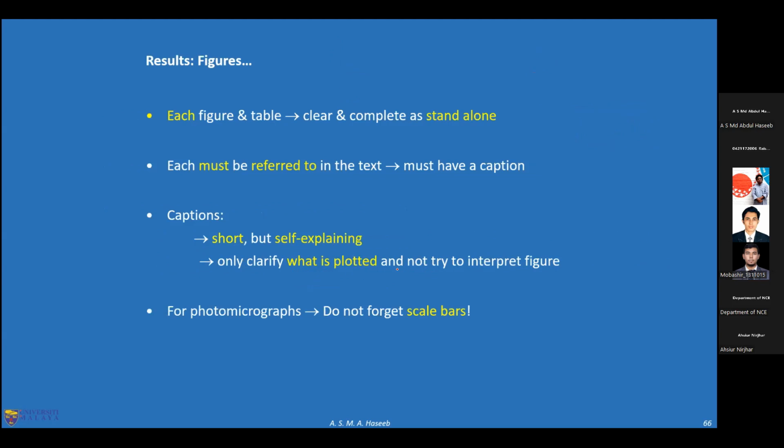Each of your figures and tables must be standalone, and each of them must be referred to in the text. So there cannot be any figure or table unaccounted for in your text. The caption that you use for each of them must be short and self-explanatory. You have to make it in such a way that the reader can easily get what message your graph or figure is giving. If you have photomicrographs, then you must not forget putting the scale bars. Otherwise, it would be confusing as to the size of different features.